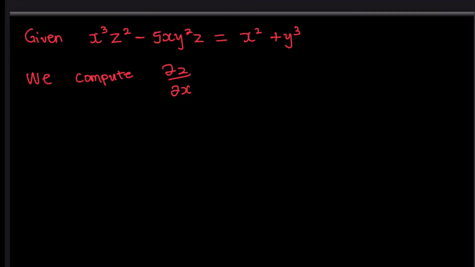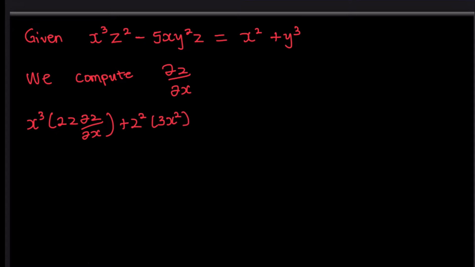So now let's differentiate. With the first term, we have the product of two functions. So we are going to apply the product rule. So let's keep x cubed, then differentiate z squared with respect to x using implicit differentiation. That's going to give us 2z ∂z/∂x. Now we keep z squared, then we differentiate x cubed with respect to x. That's going to give us 3x squared.